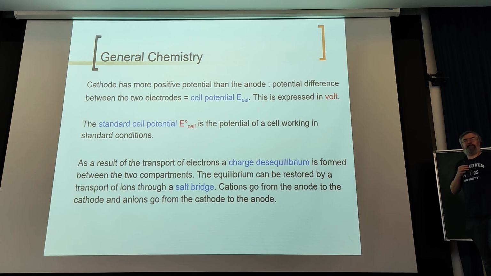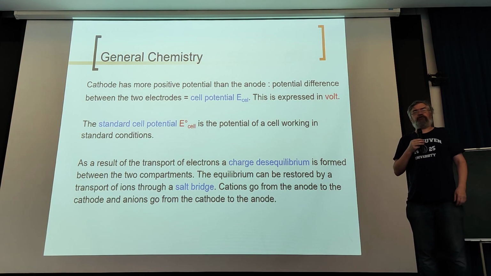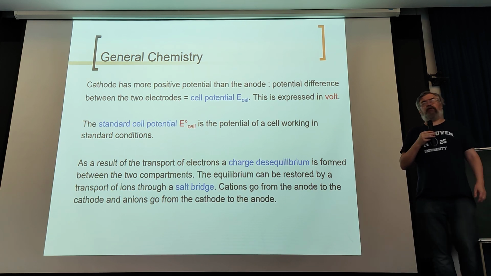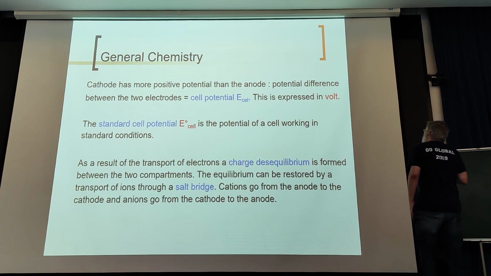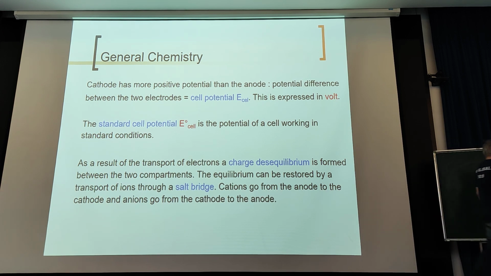In general, for the reaction to be spontaneous and for the electrons to flow spontaneously, we will have to have a more positive potential than the anode. And you have in fact a potential difference between the two electrodes. So, a positive potential means the reaction can go on.